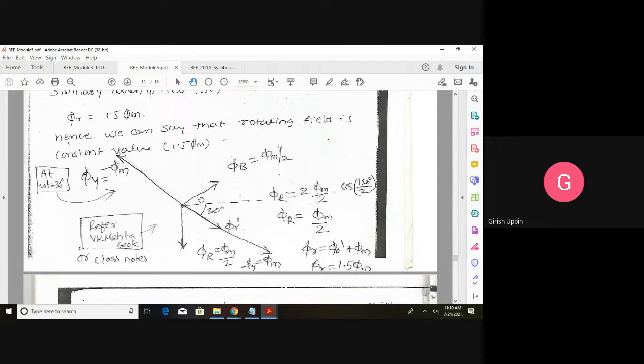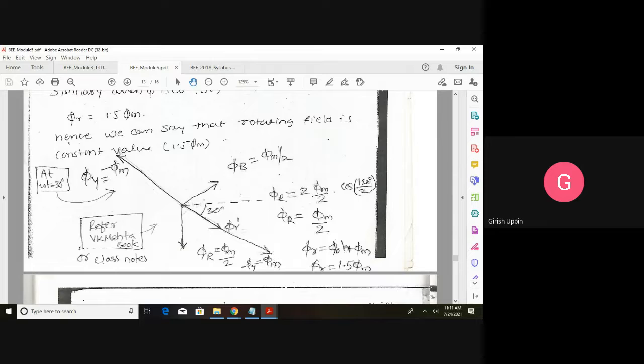So what would be the vector sum of this and this? The angle between them is 120 degree. That would be the resultant of phi r plus phi b, that is phi r dash, equal to 2 times phi m by 2 cos of 120 divided by 2, which I get as phi m by 2. So that angle will come the same as this. Now I have to add these two. What would be the resultant?